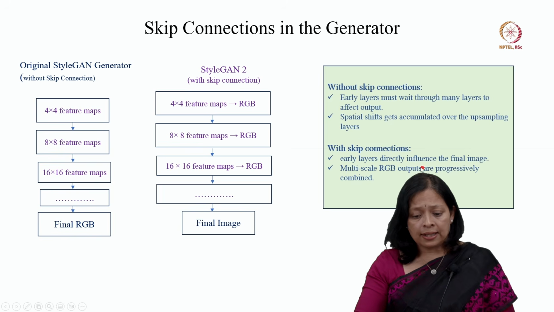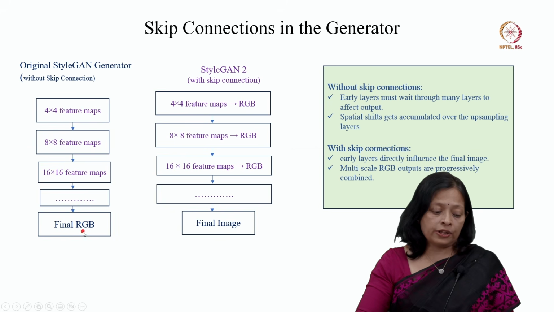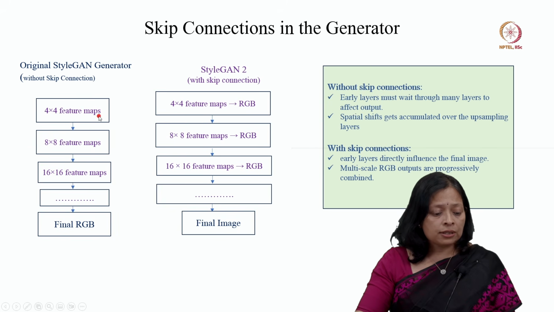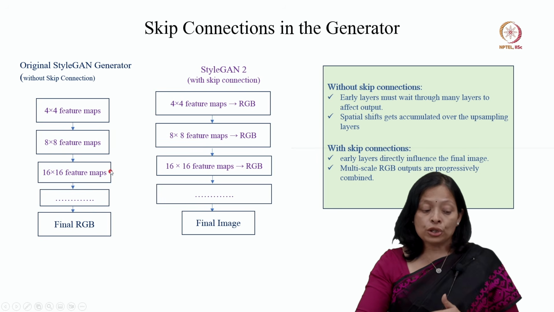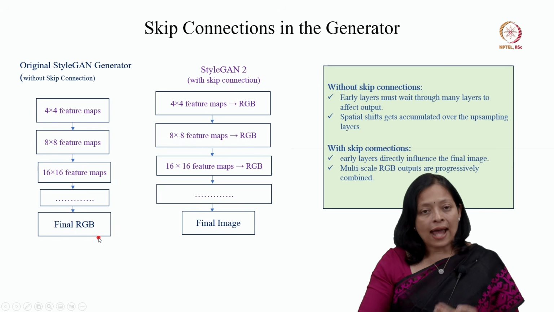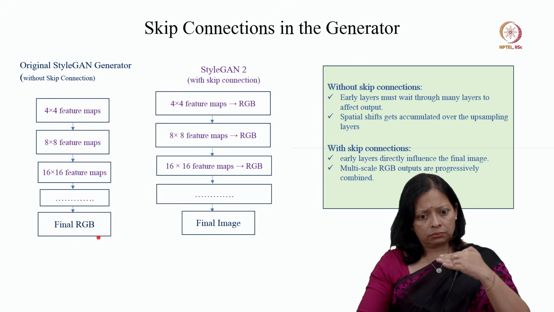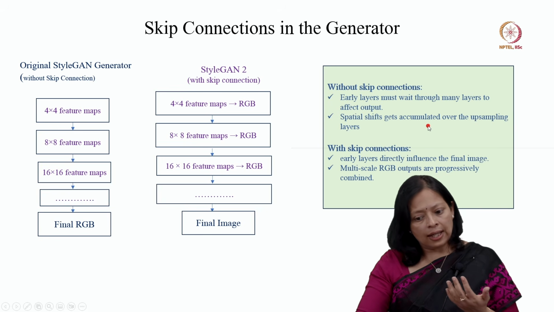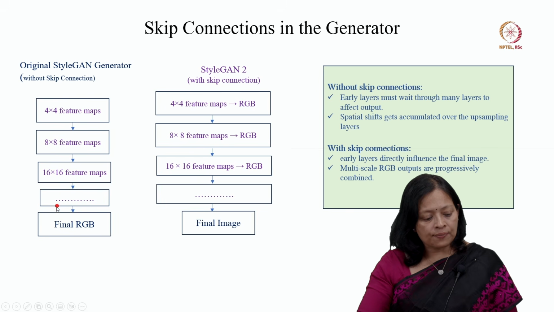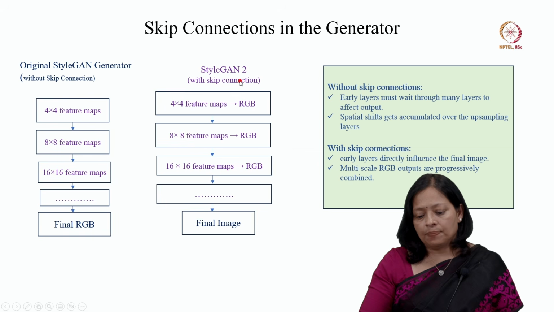So without skip connection, the early layers have to wait through many layers to affect the output. The early layer, this 4x4 layer, has to wait till it reaches 1024x1024 to contribute to the final RGB. And all throughout these layers of convolution, the spatial shifts get accumulated. So whatever comes in the final RGB, the spatial shift is already there. Whereas with skip connection, the earlier layers directly influence the final image.